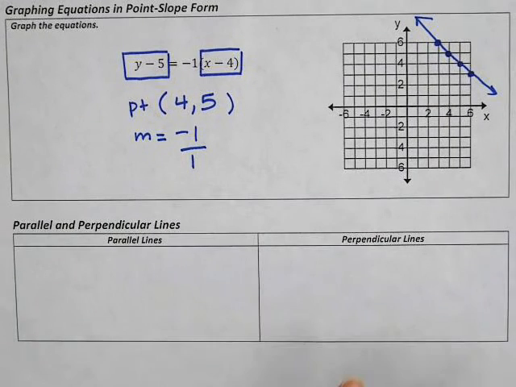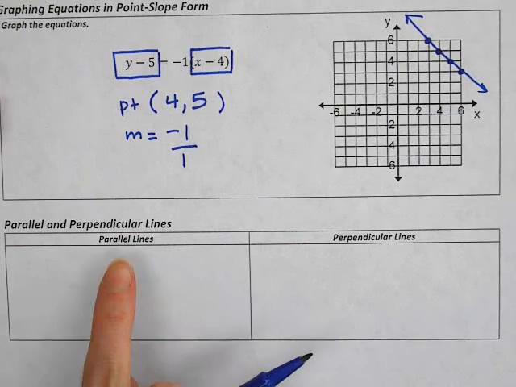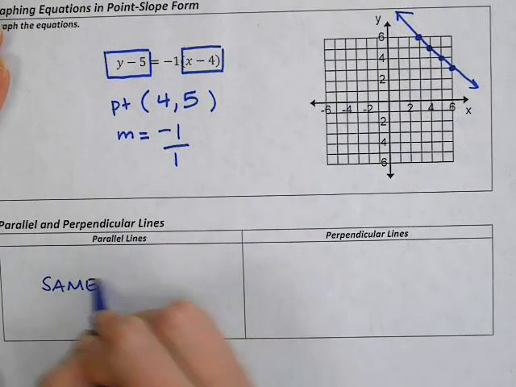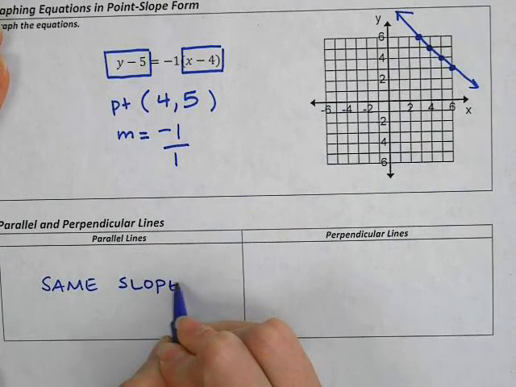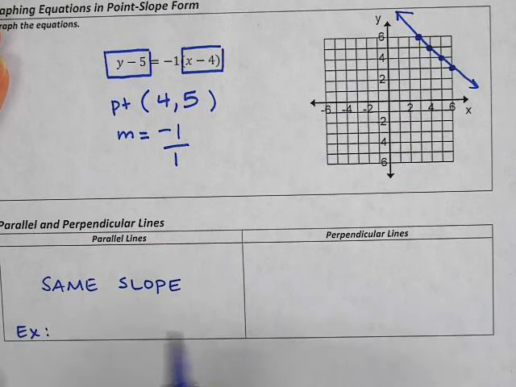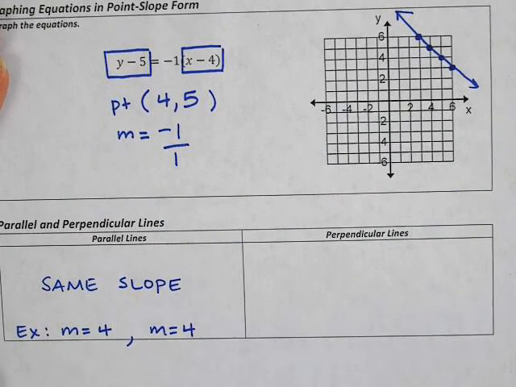And then a review of parallel and perpendicular. So the only thing you need to know for parallel lines is they have the same slope, equal slopes. So an example, let's say one slope was 4. If the line is parallel, the other slope will also be 4. They have to have the same slope.